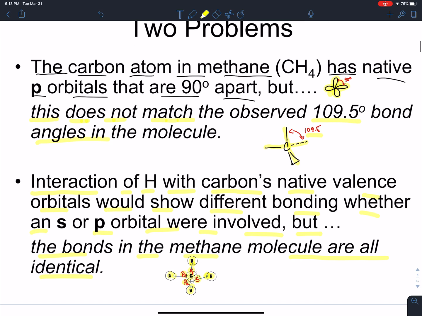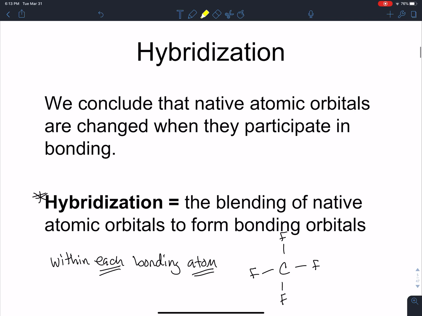So these two problems led chemist Linus Pauling to investigate and to come up with this theory called hybridization. We conclude that native atomic orbitals are changed when they participate in bonding. So atoms' orbitals actually change when they participate in bonding. This change is referred to as hybridization. That means the blending of native atomic orbitals to form bonding orbitals. So orbitals are different when atoms have formed a bond.